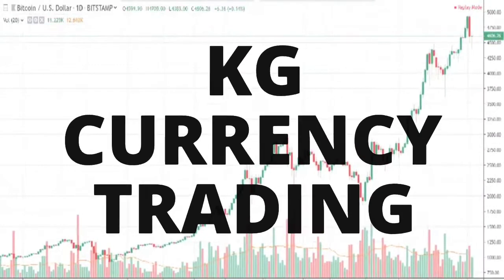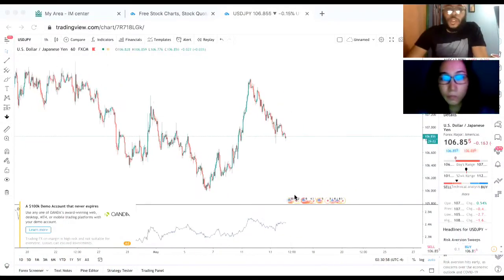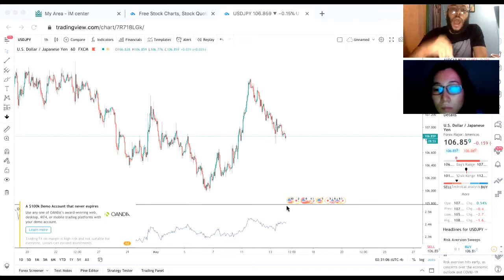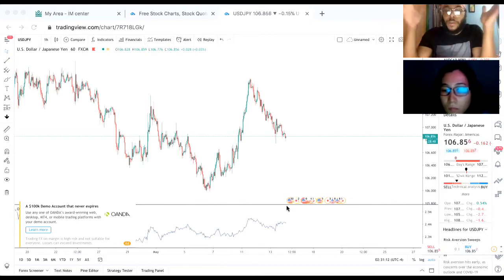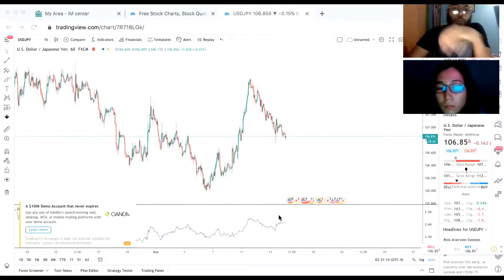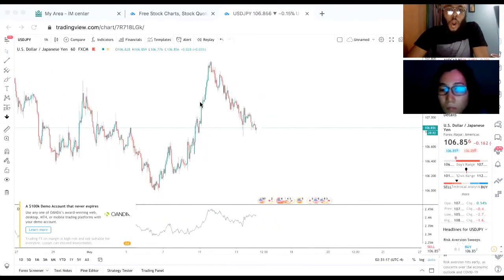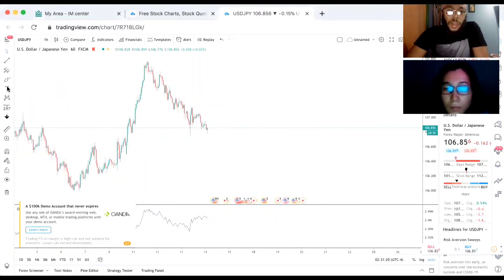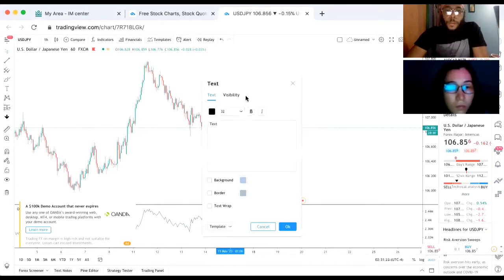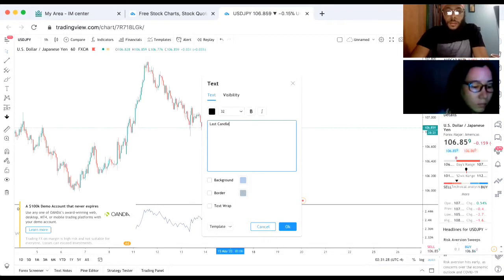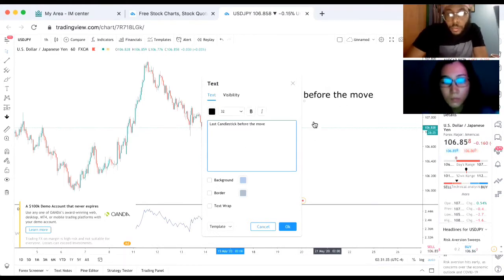Right, so we're going to look at points of interest on the 1 hour, the 4 hour, and the daily. You can even look at points of interest on the weekly too. The higher you go in the time frame, the stronger that point of interest is going to be. Points of interest are what we look for: the last candlestick before the move.